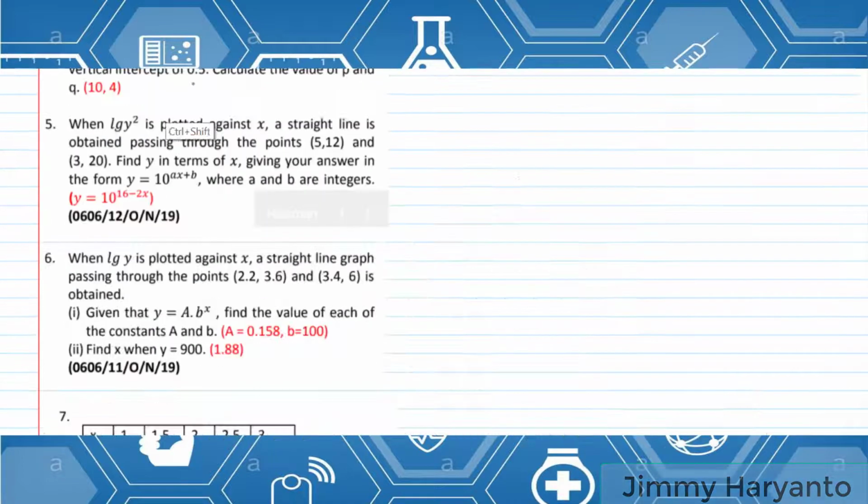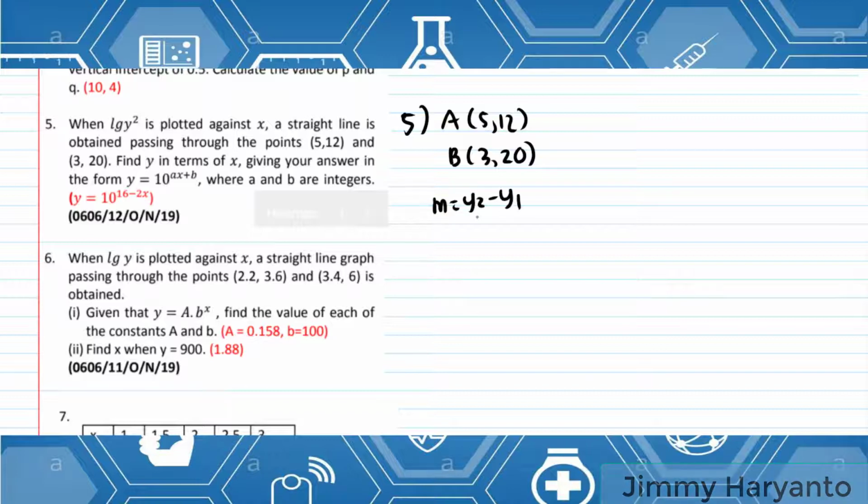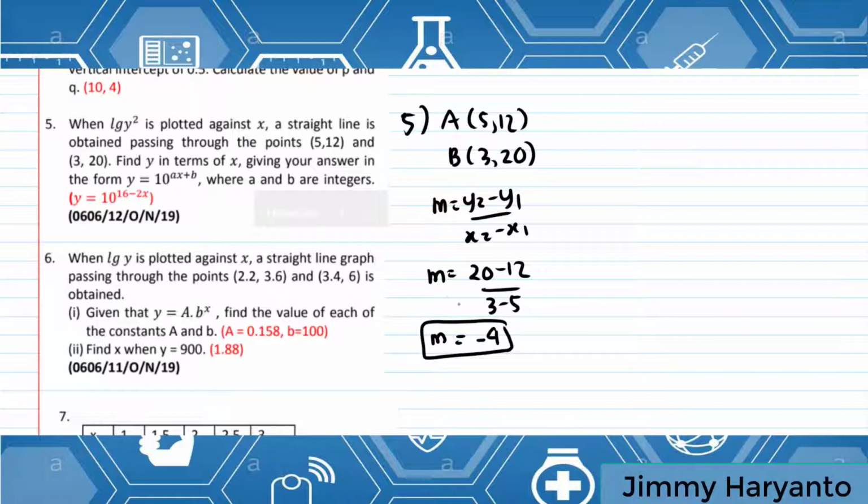Next, number 5. Okay, number 5 we have when LGY square is plotted against X, the point A is 5,12 and B is 3,20. First, we have to find the gradient. So the gradient will be y2 minus y1 over x2 minus x1. The gradient is 20 minus 12 over 3 minus 5. The result is 8 divided by -2, -4. So the gradient is -4.